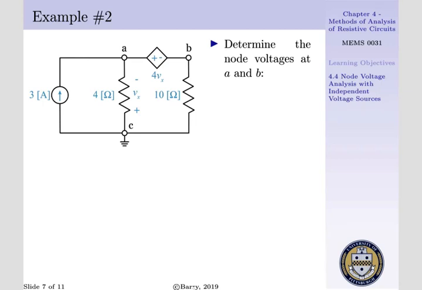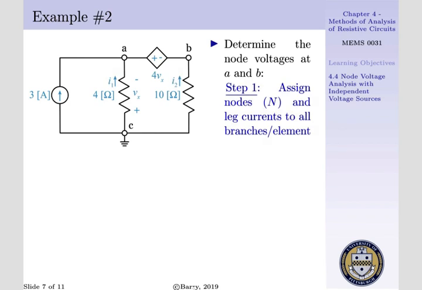Let us now consider a situation where we have a voltage-controlled voltage source. Say we want to determine the node voltages at nodes A and B, given we have a VCVS that has an output of 4Vx, where Vx exists across our 4 ohm resistor.